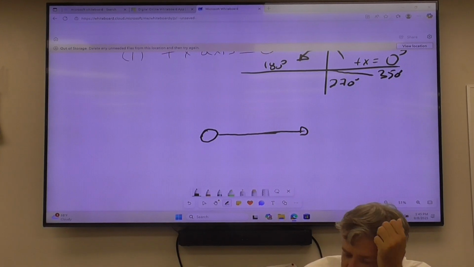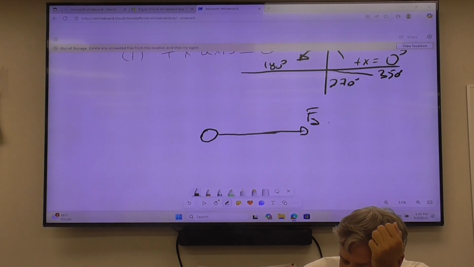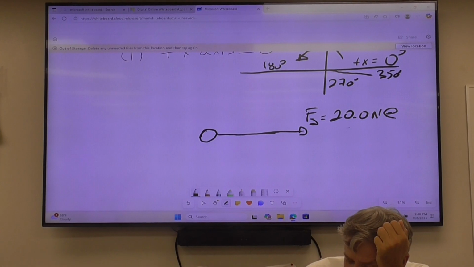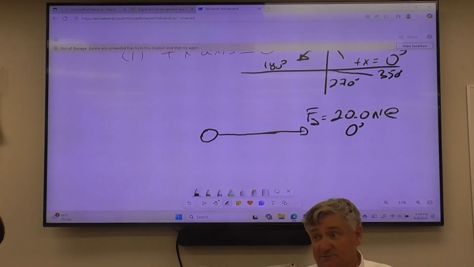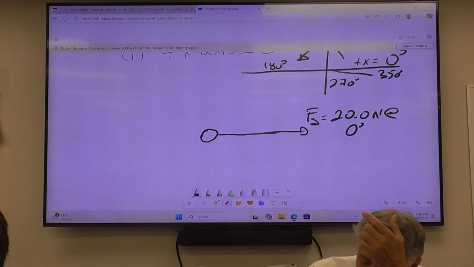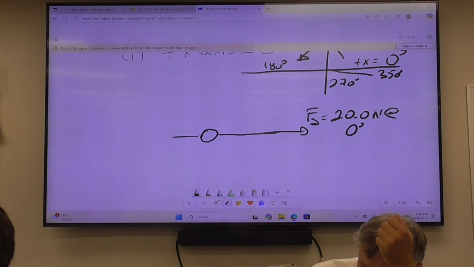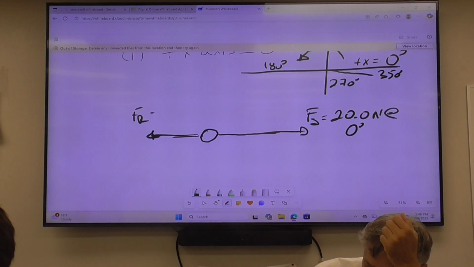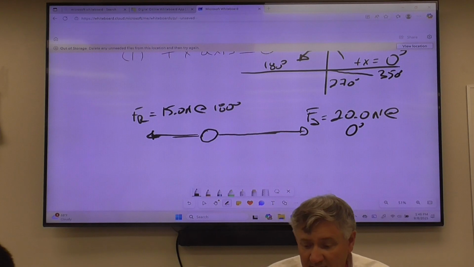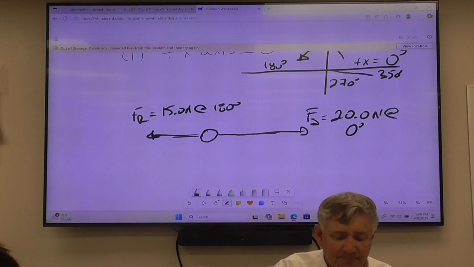So Sydney is going to be pulling this way with a force of 20 newtons at 0 degrees, okay? It's tug of war. Sydney's gonna be pulling this way, okay? Now, over here, Ryan is gonna be pulling 15 newtons at 180 degrees, okay? So Sydney's pulling this way at 20, Ryan's pulling this way at 15.